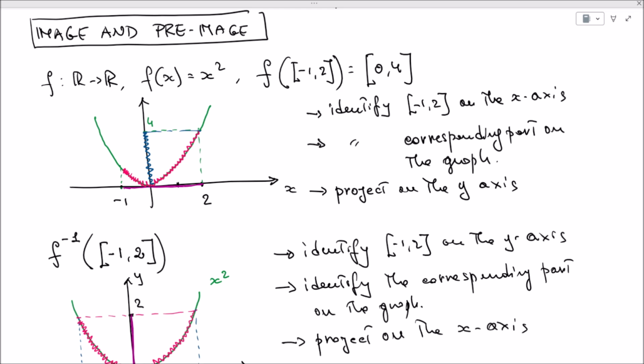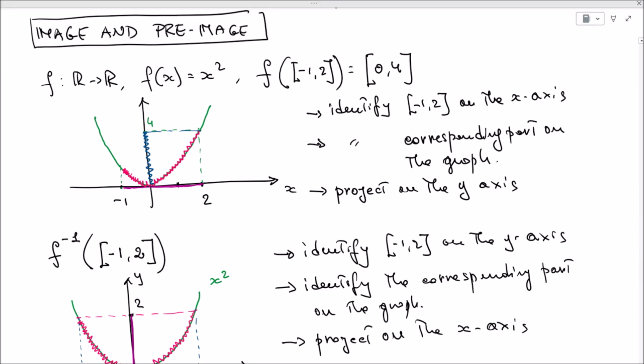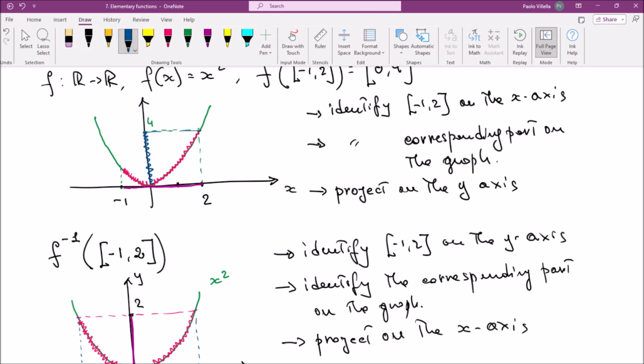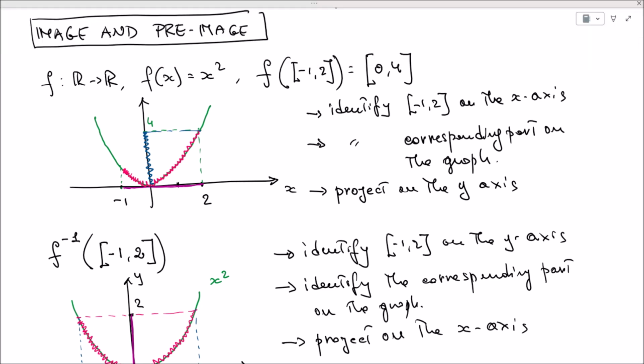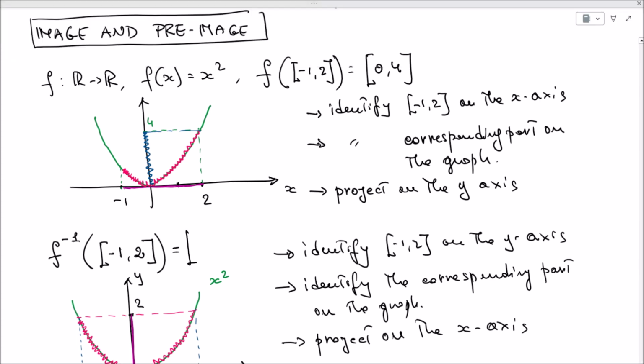But of course, something strange happened. I don't know why this is happening, but it is between square root of 2 and minus square root of 2. Right? So we can clearly say now that the counter image would be simply minus square root of 2, square root of 2.